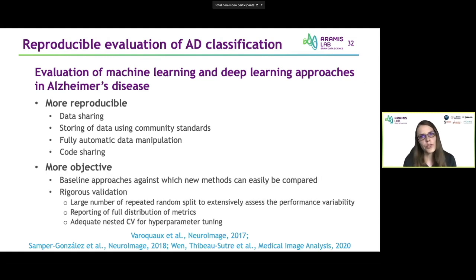The objective evaluation of a new approach, for example, a new feature extraction method or classification algorithm, requires testing the specific component without changing the others. This is possible by using standard approaches for preprocessing and feature extraction and standard classification tools that constitute a set of baseline approaches against which new methods can easily be compared. And of course, rigorous validation is needed.